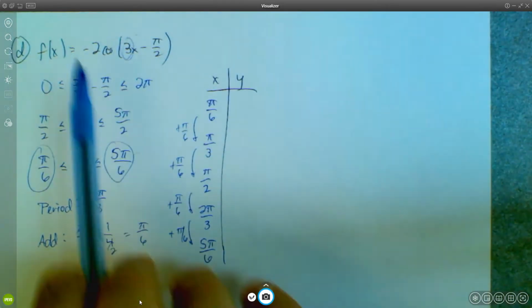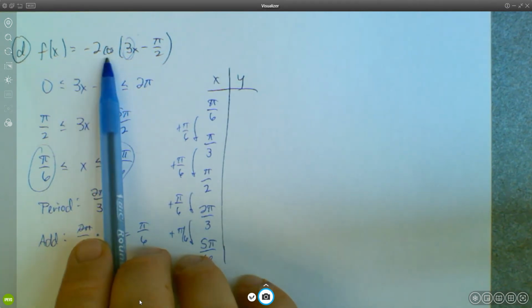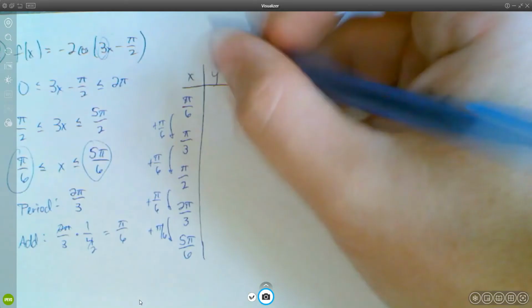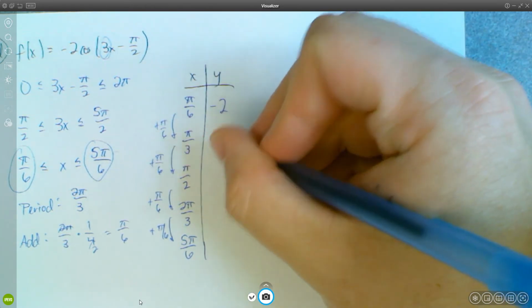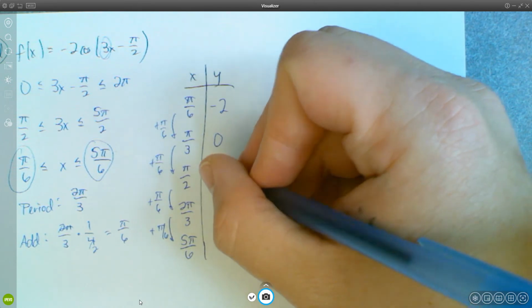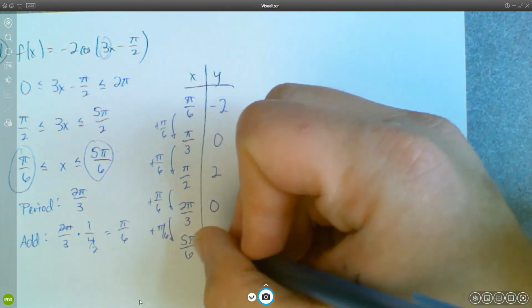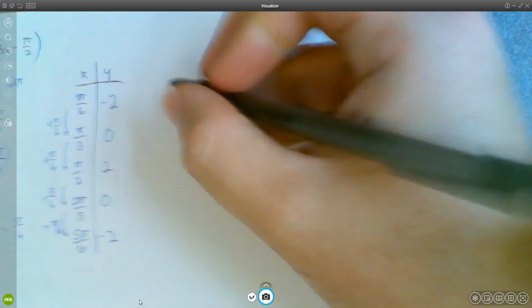Okay, now the y-coordinates we need to multiply by negative 2. And this is the cosine function, so we're usually starting at 1, but 1 times negative 2 is negative 2. Then we go to 0, and then down to negative 1, but negative 1 times negative 2 is positive 2. And then 0, and then back at negative 2 where we started. And now we can plot these points.